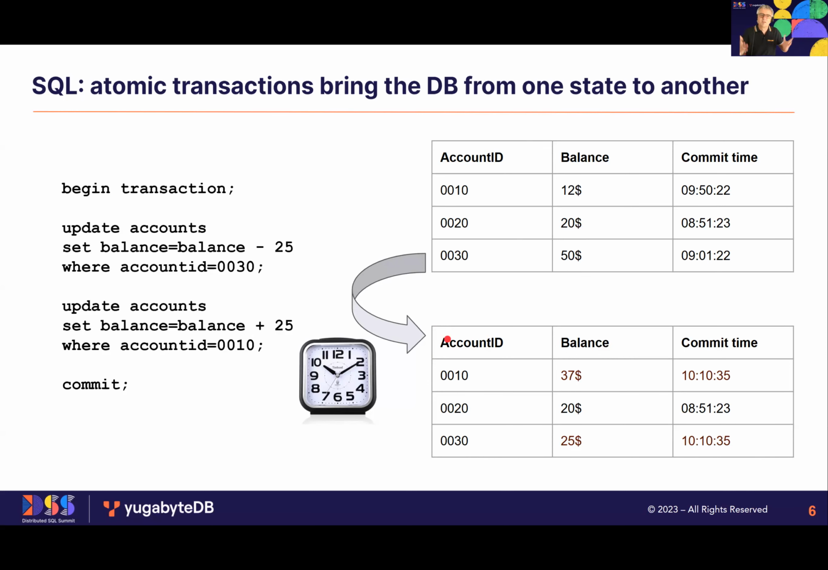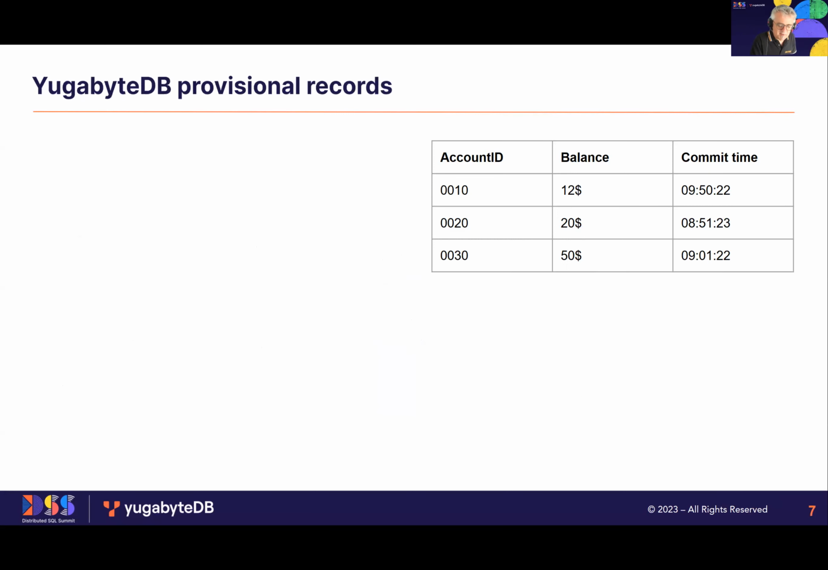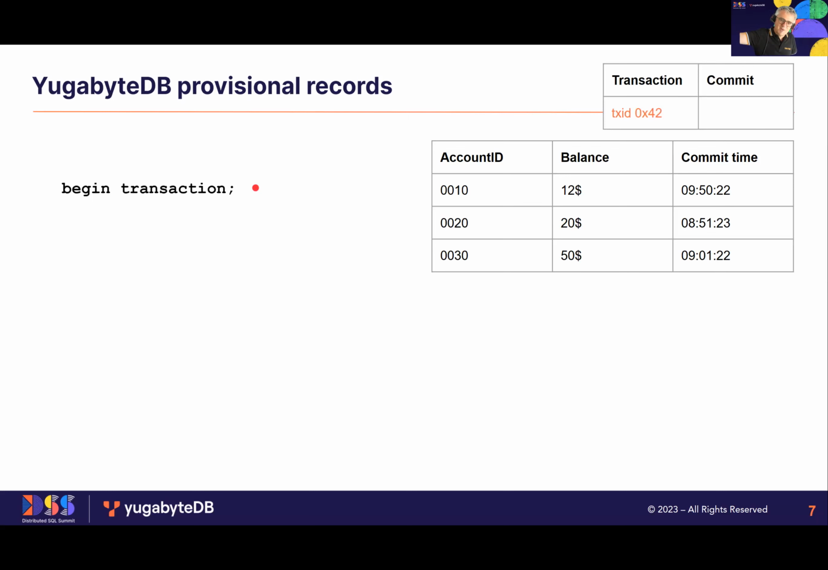We do not copy the whole database at commit time. So how do we do this in Yugabyte? When you start a transaction, we have a transaction table somewhere. Like other tables, it is distributed and replicated for high availability, elasticity, geo distribution, all that. So we store a transaction ID there, no commit time because it is not committed yet.